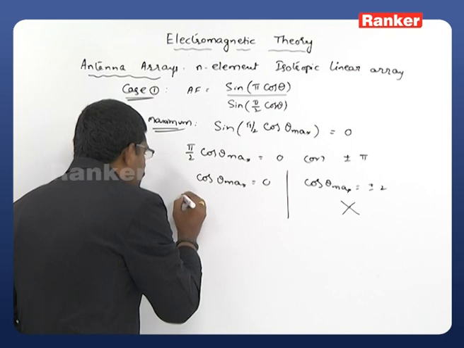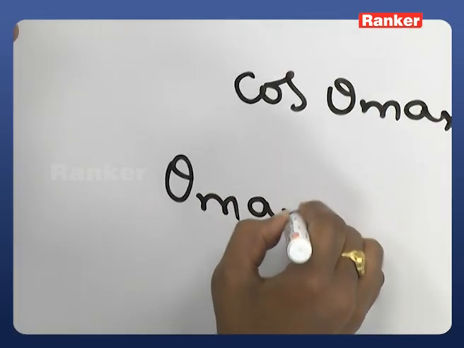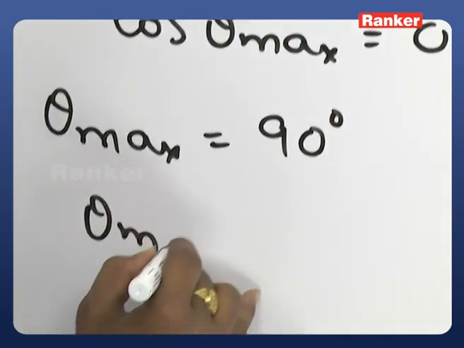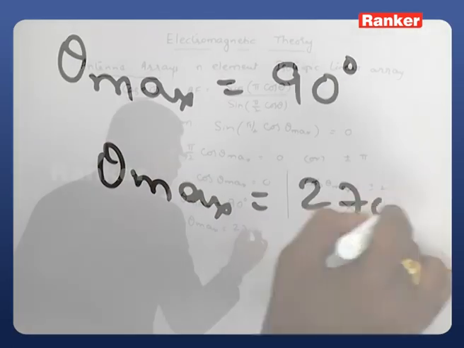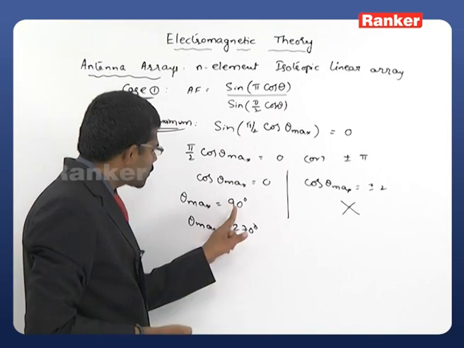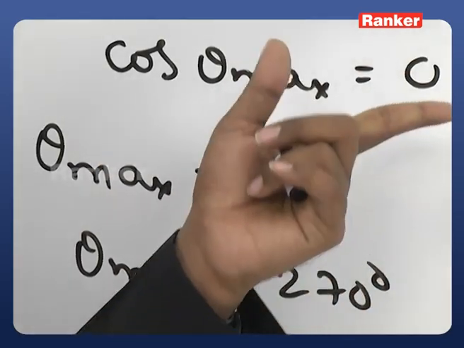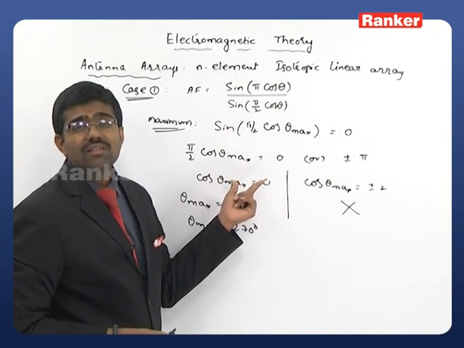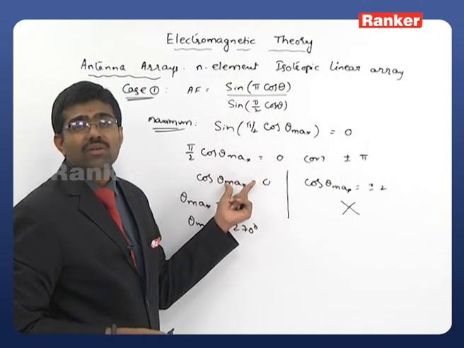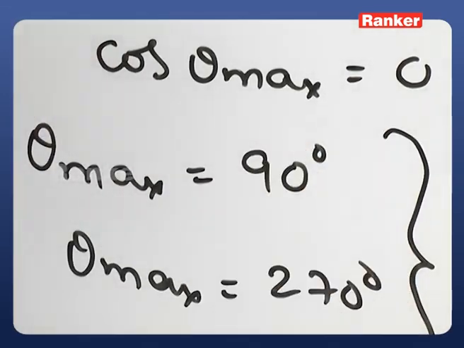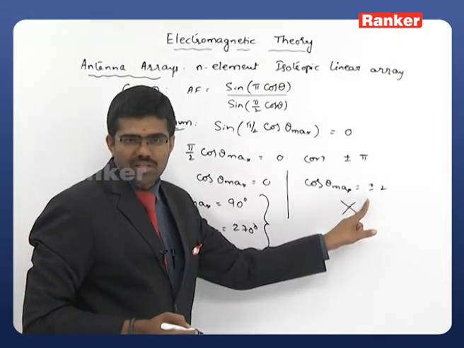Obviously only two values are there. They are theta max is equal to 90 degrees or theta max is equal to 270 degrees. If you substitute pi by 2 here, you will get 0. If you substitute 3 pi by 2 here, you will get 0. So obviously, the radiation intensity has its maximum value in these two directions only, as this is not existing one.